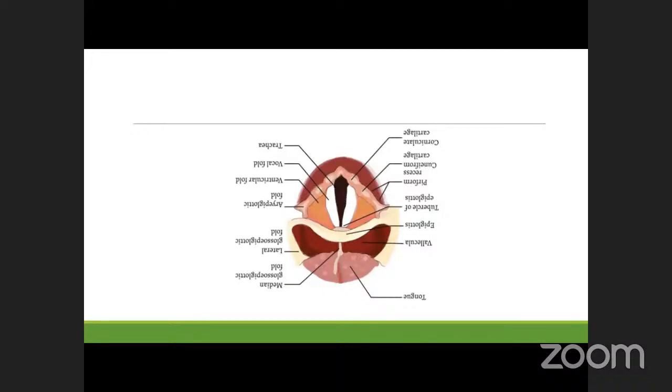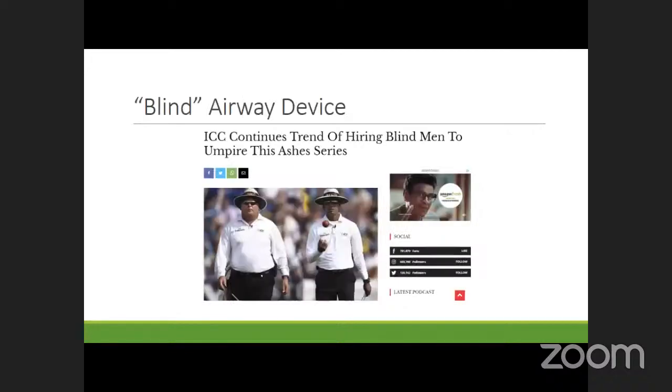For those of you who have not inserted an LMA before, one of the big benefits is that LMAs are what's called a blind airway device. You don't have to see where they're going. You can insert it, and if you're inserting it correctly, you assume it will land in the correct position. So it's a blind airway device. You don't have to see the vocal cords to insert it.